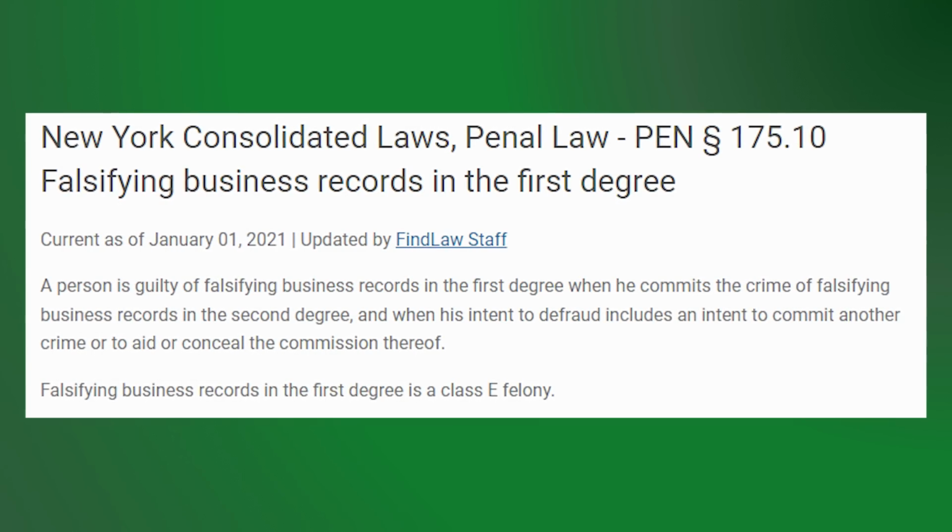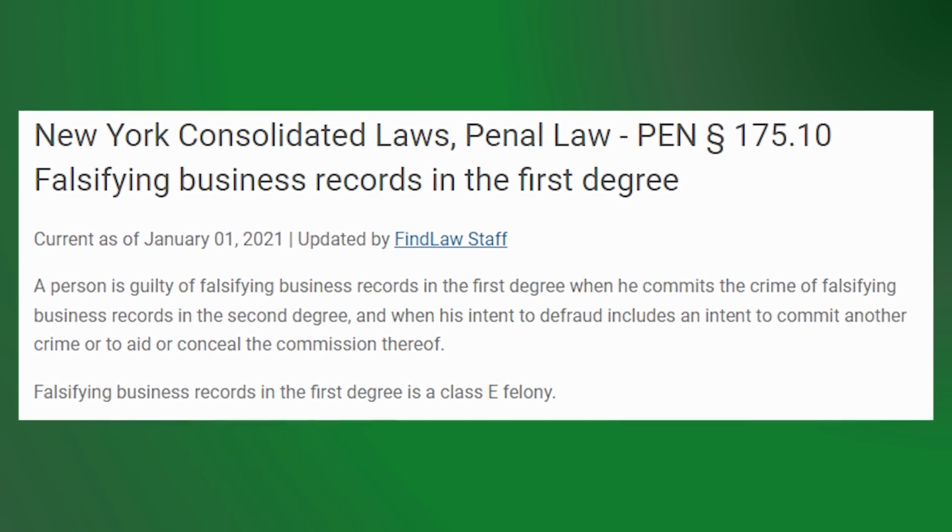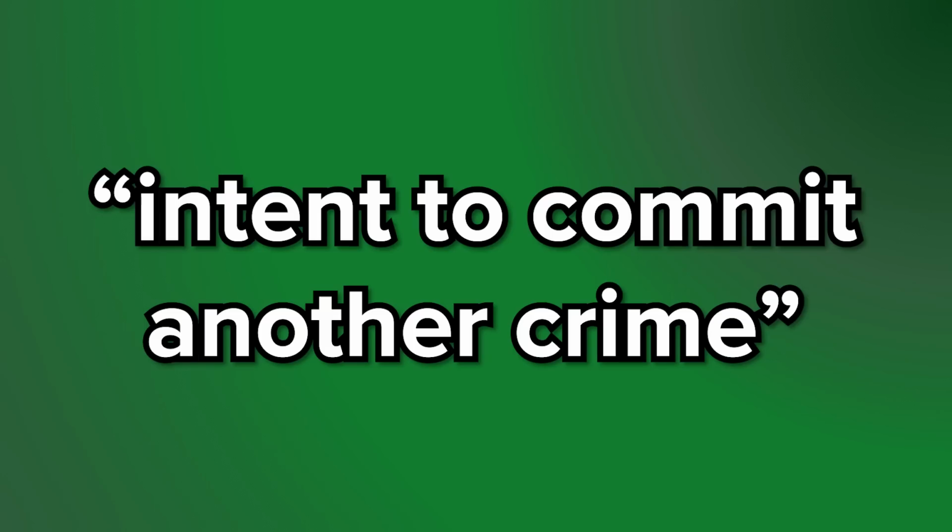Writing a check was one count. Making the accounting entry is one count. So it's one payment to Stormy Daniels, but they're charging Donald Trump with 34 counts. But there is a twist. If we look at New York law 175.10, it requires intent to commit another crime. There has to be a second crime.